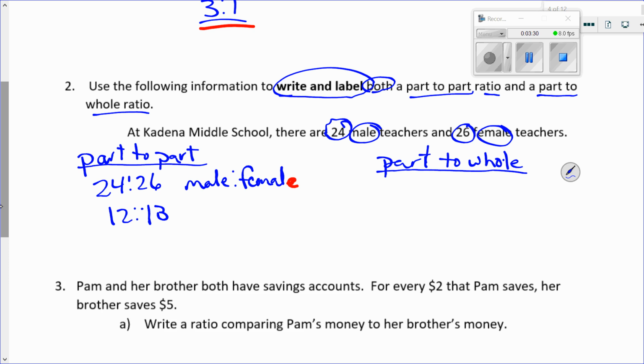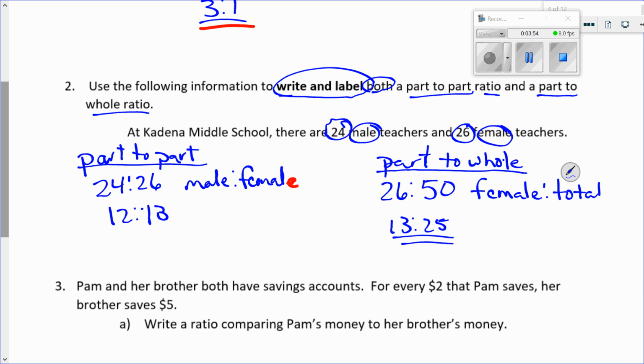Our second one, part to whole. Did they give me the whole number? No, so I actually have to be able to put that information together. So I'm going to use the female side, so 26 to 50. Again, label, because I said to label it, female to total. And that one does simplify to 13 to 25.